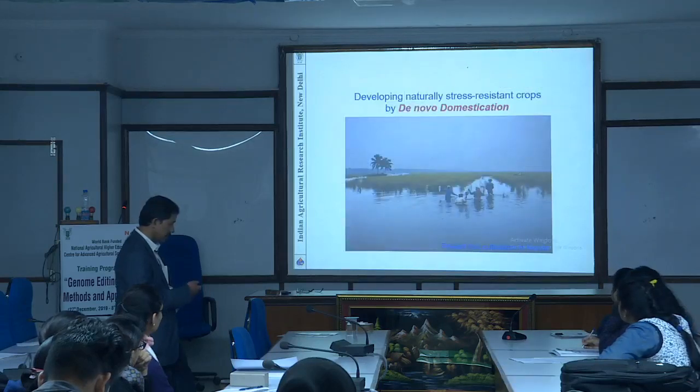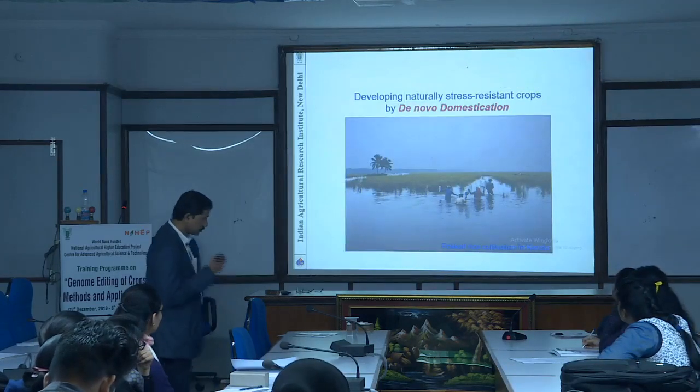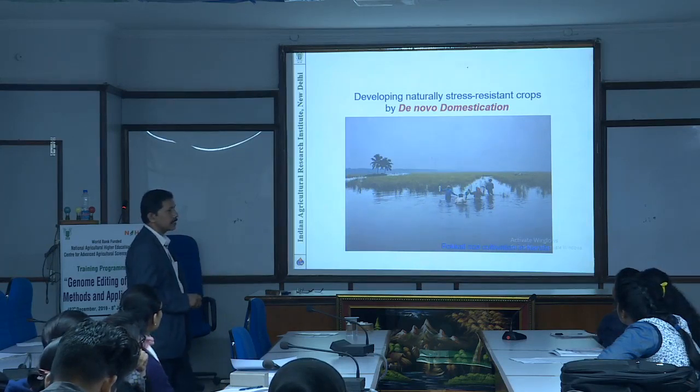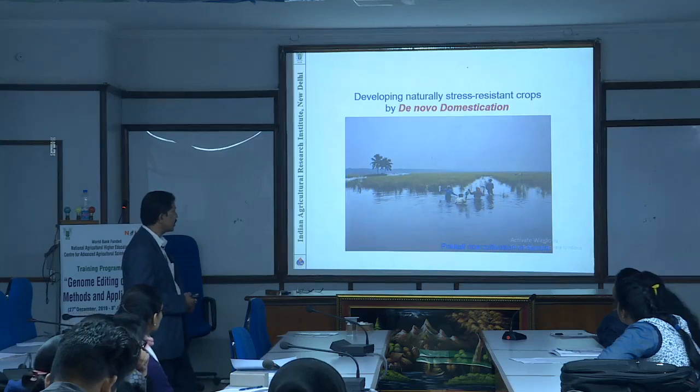So these mutants are in different stages. So these are the different approaches. Either you take an elite genotype and you mutate some of the genes for stress tolerance, and then see if we can produce a stress tolerant plant.